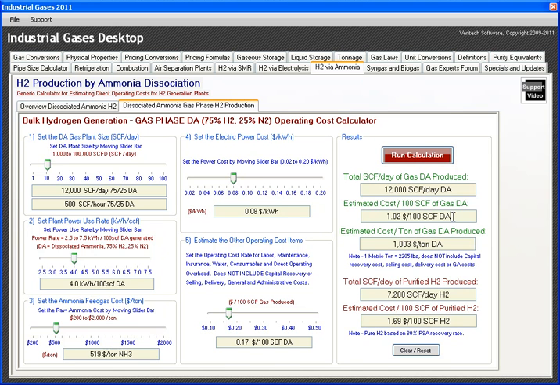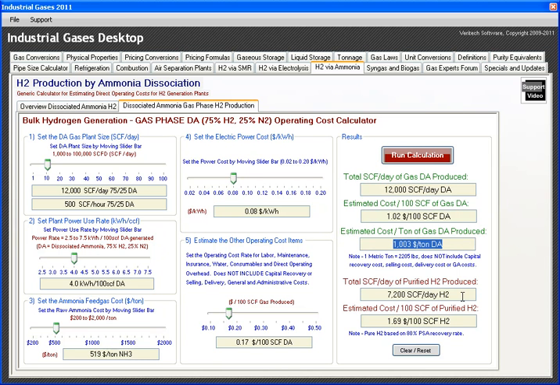It shows us that the cost to produce 100 cubic feet is $1.02, and that does not include capital recovery. Capital recovery could add anywhere from 25 to 100% of additional cost. It just depends on how quickly the capital needs to come back. The cost per ton is about $1,000.